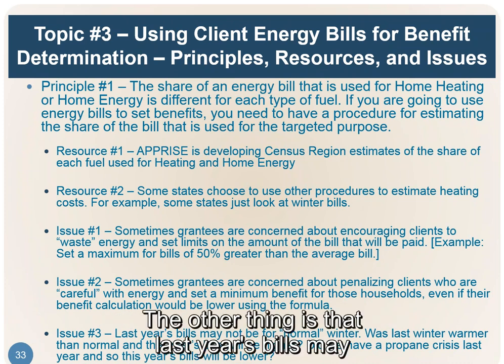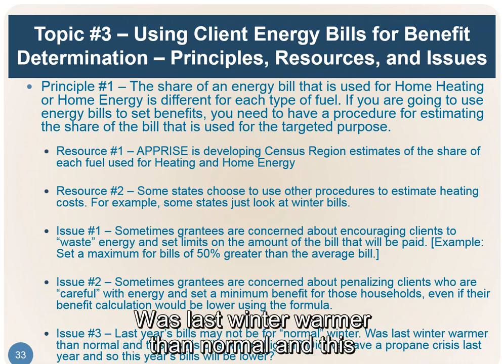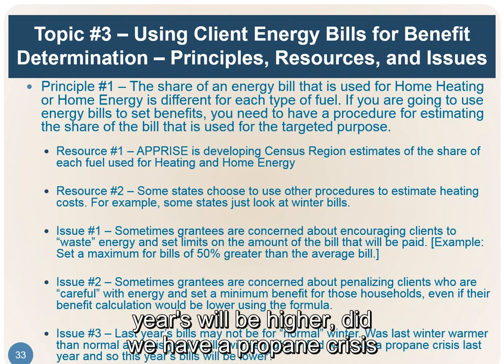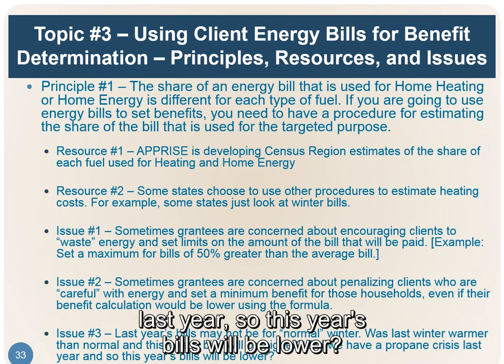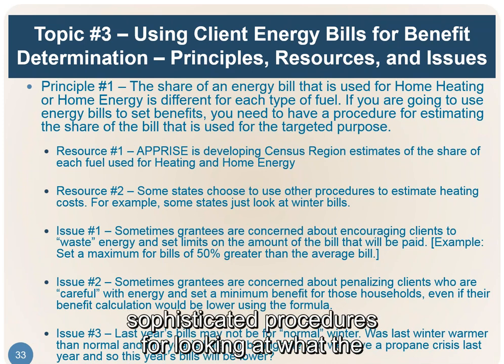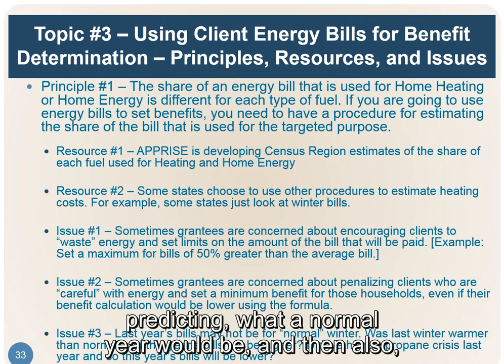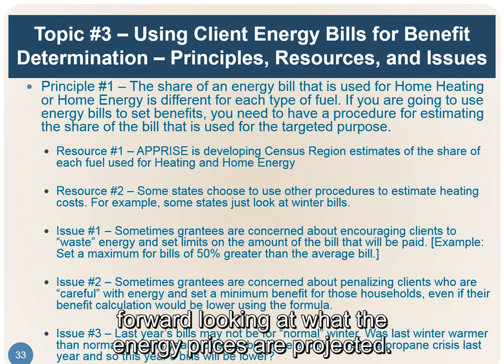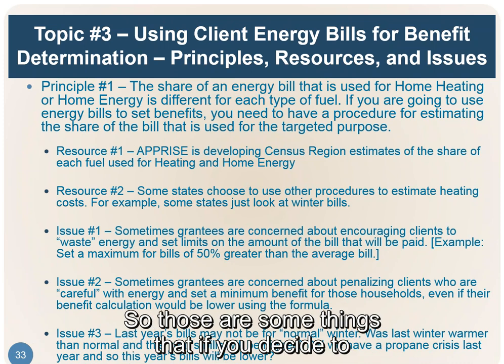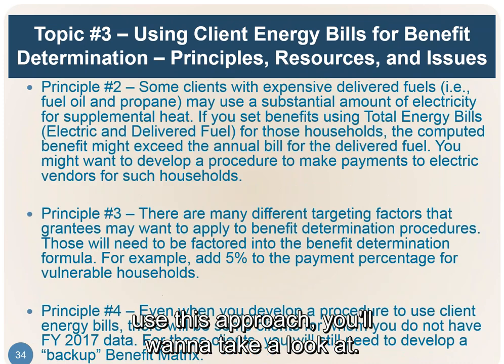The other thing is that last year's bills may not be for a normal winter. Was last winter warmer than normal, and this year's will be higher? Did we have a propane crisis last year, so this year's bills will be lower? And again, Wisconsin has developed some pretty sophisticated procedures for looking at what the weather was that last year, what the weather predicted, what a normal year would be, and then also looking forward at what the energy prices are projected. So those are some things that if you decide to use this approach, you'll want to take a look at. Next slide, Michelle.